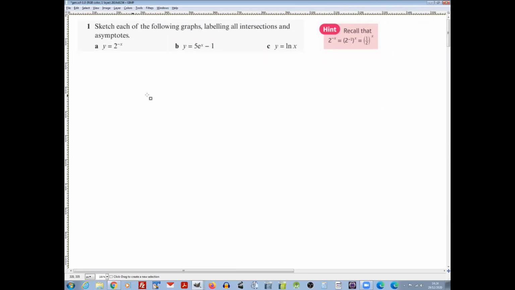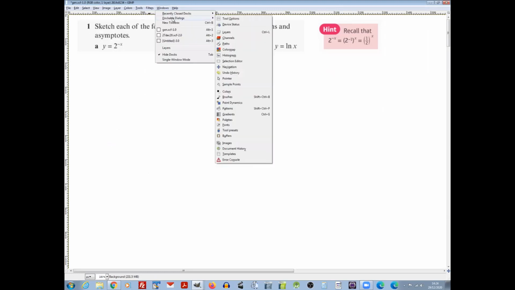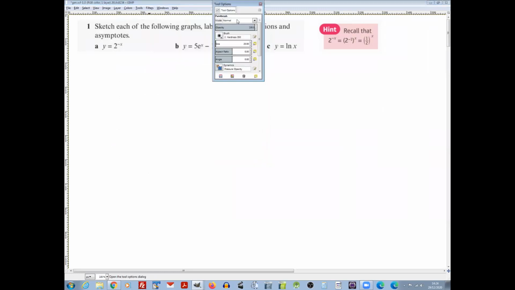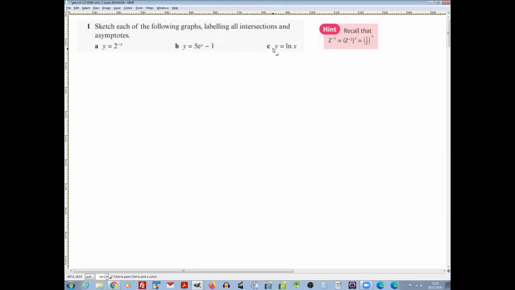Sketch each of the following graphs, labeling all intersections and asymptotes. So basically, what is the shape of a graph like that? It's hard to describe, isn't it? Have a go though. I can't even see your monitor, so if you don't mind trying to describe it in words, yes.